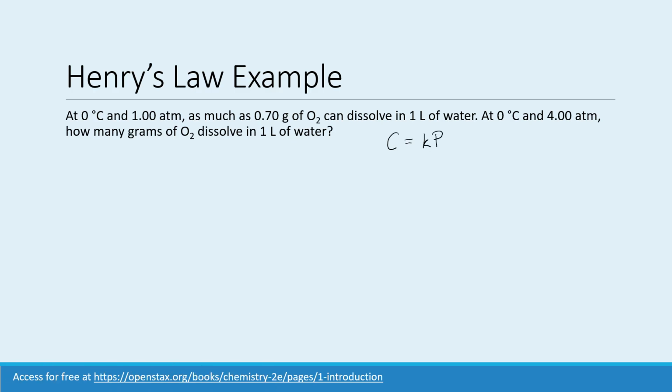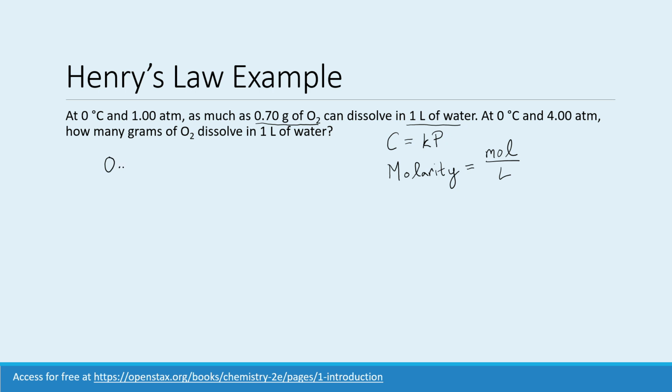Okay, so that capital C, remember, that is concentration. Solubility is going to be represented in concentration values, and the concentration unit that we know currently is the molarity, right? So we need to determine the molarity that we have at the conditions that they have given us. And they tell us that 0.7 grams of oxygen gas can dissolve in 1 liter of water, and molarity is equal to moles over liters. So we're going to have to convert that 0.7 grams of oxygen gas into moles.